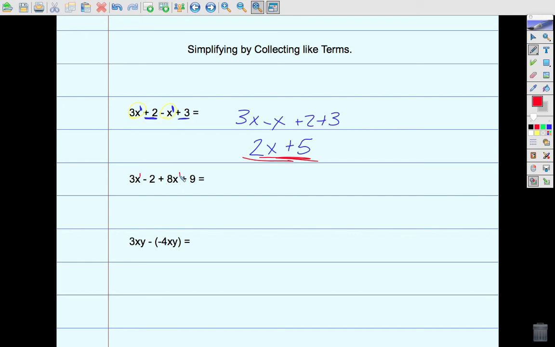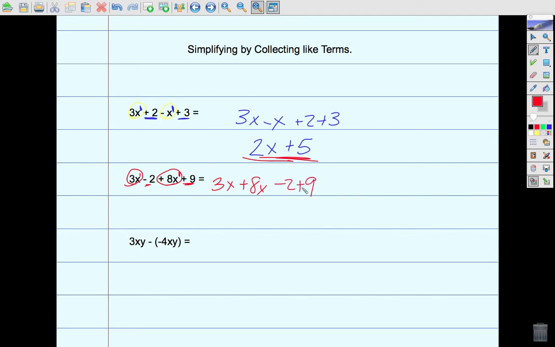So if we look at our next example, I have 3x to the first again, minus 2 plus 8x to the first plus 9. And you don't have to mark these ones. It's just easier to say, okay, they both have the same exponent because they have 1. But if they have just x, you're fine. You don't have to put that 1 up there. So I'm going to combine my like terms. So I have 3x, and my sign goes with that number. So I have a positive 3x, or 8x. So I have 3x plus 8x.